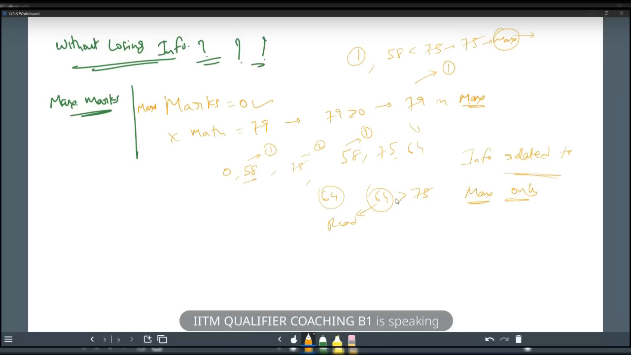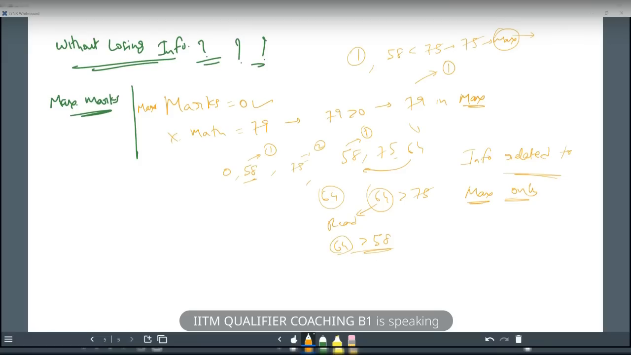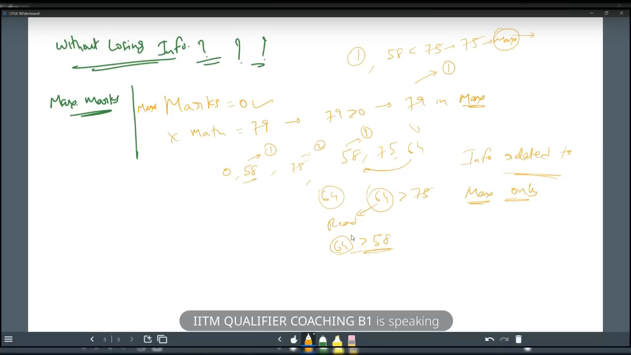See here, we compared it with 75, fine, but we can see that 64 is greater than 58 as well. But why didn't we take any consideration, or why did we lose the information of 64 here? Can someone please make a guess and tell me the answer? Hello? Guys, I expect something from you. Okay, I'll just tell it again. I myself will tell the answer behind this.